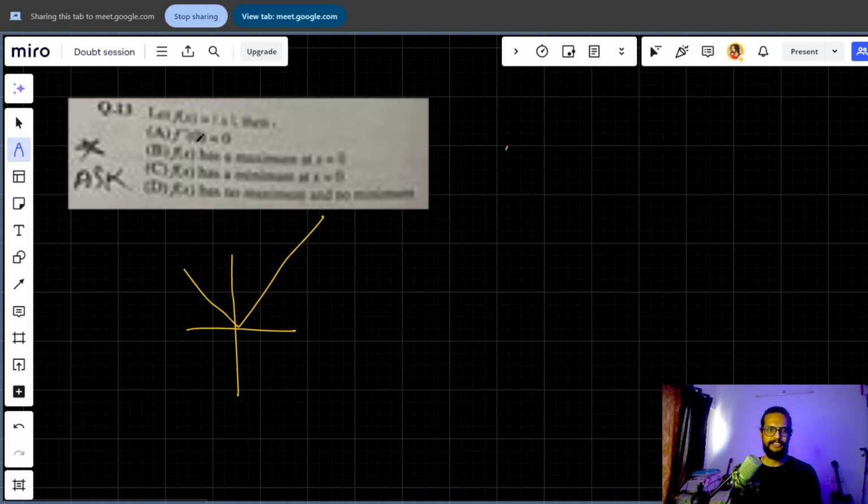Is the differentiation at 0 equal to 0? No, it's not defined. There's a sharp turn. Whenever there's a sharp turn in any function, the differentiation is not defined. So this option is invalid.